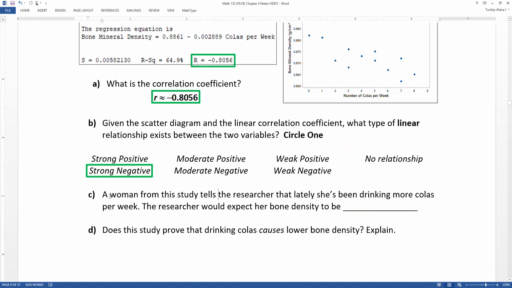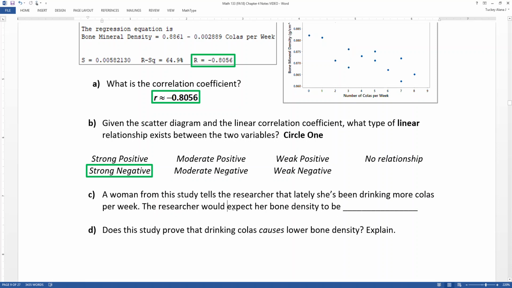All right, now a woman from the study tells the researcher that lately she's been drinking more colas per week. Okay, so you see what I'm doing there? I'm increasing my X value. So she's been drinking more colas, so she's moving to the right on the graph. What would the researcher expect her bone density to be?